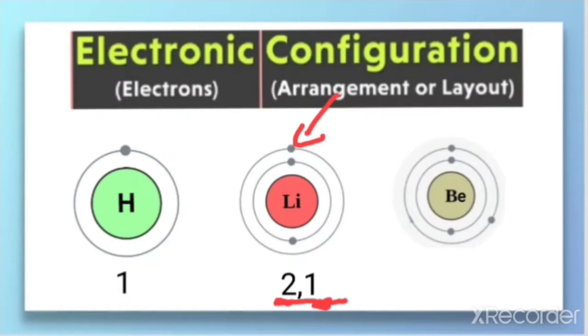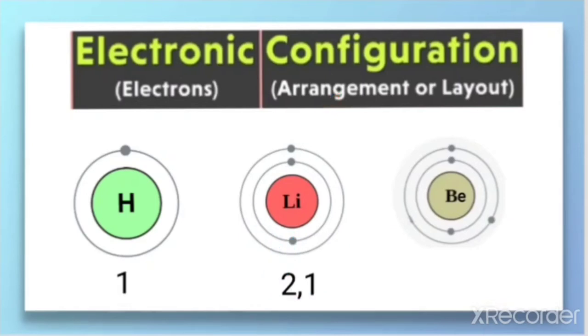This is the number of electrons in the first shell, and this is the number of electrons in the second shell. You need to write in the proper order, otherwise it is a mistake. First we write for the first shell, then we write for the second shell, and we need to keep a comma in between them.